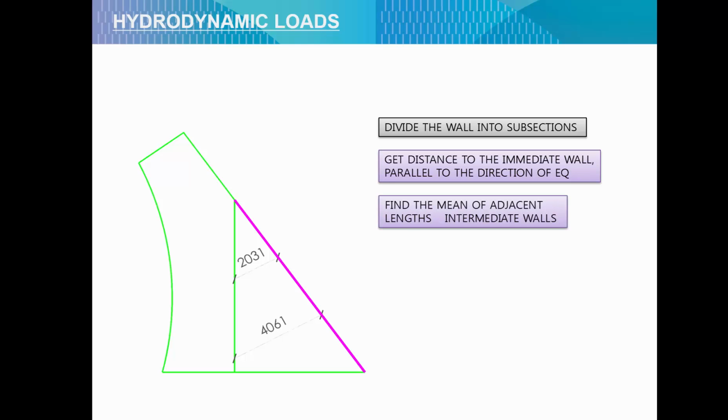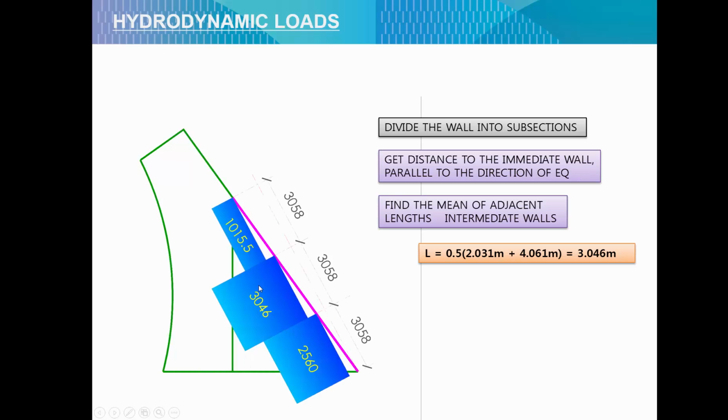Then afterwards, we're going to find the mean of adjacent lengths of the intermediate walls. So we'll find the average in these subsections. For example, in this middle section, we average 2031 and 4061 mm. So the average would be 3.046. So we did that for the 3 subsections.